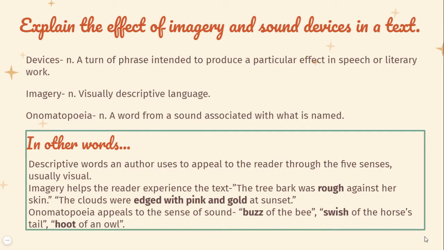The tree bark was rough against her skin. That appeals to the sense of feel. The clouds were edged with pink and gold at sunset. That should appeal to your sense of sight. Onomatopoeia appeals to the sense of sound. Buzz of the bee, swish of the horse's tail, hoot of an owl.